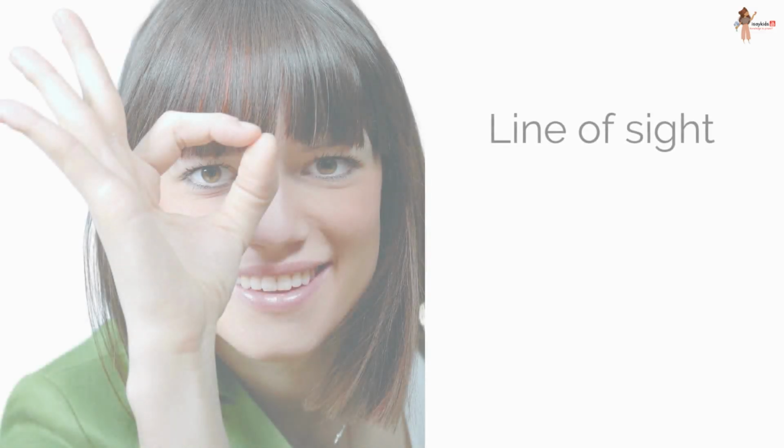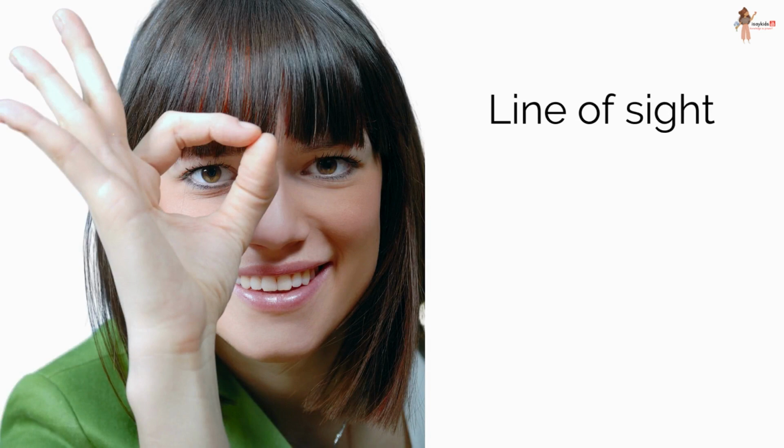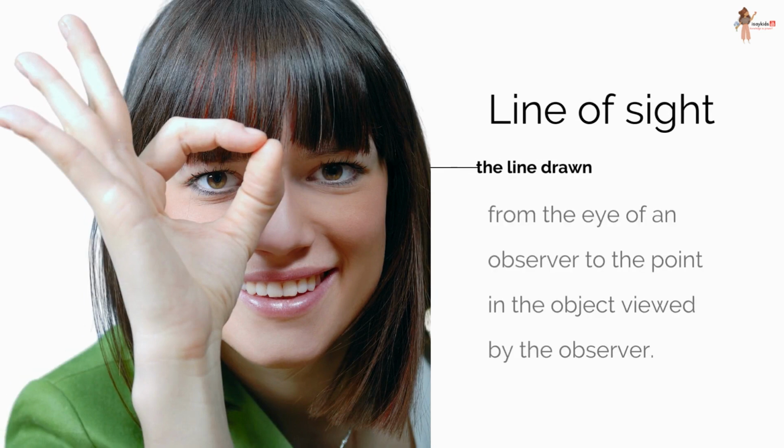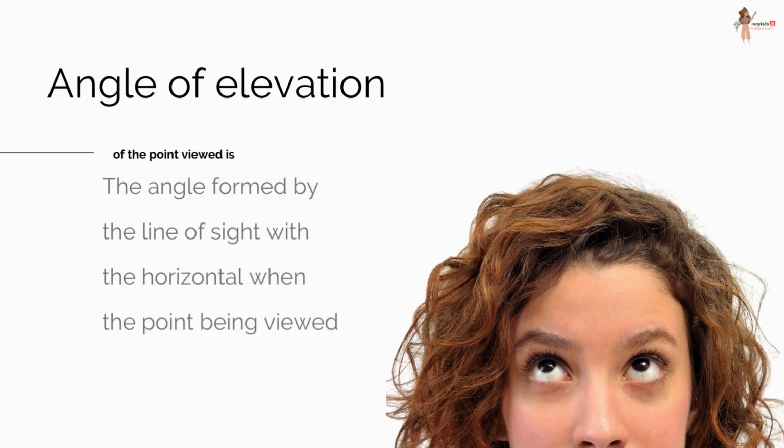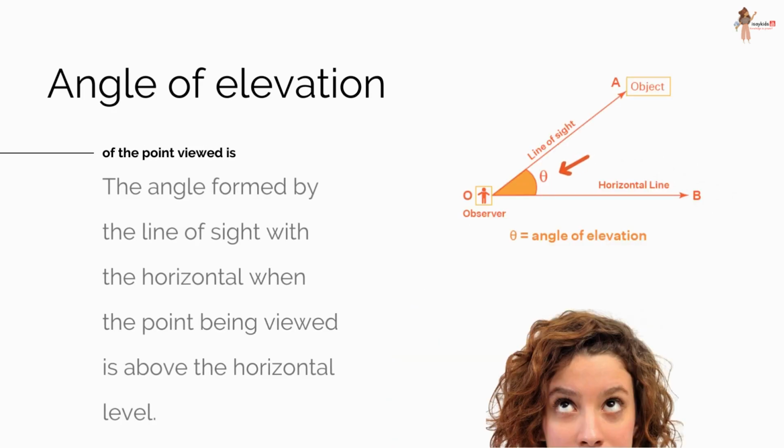The first is line of sight. Line of sight is the line drawn from the eye of an observer to the point in the object viewed by the observer. The next is angle of elevation of the point viewed, which is the angle formed by the line of sight with the horizontal when the point being viewed is above the horizontal level. That is the case when we raise our head to look at the object. Simple, right? I told you.